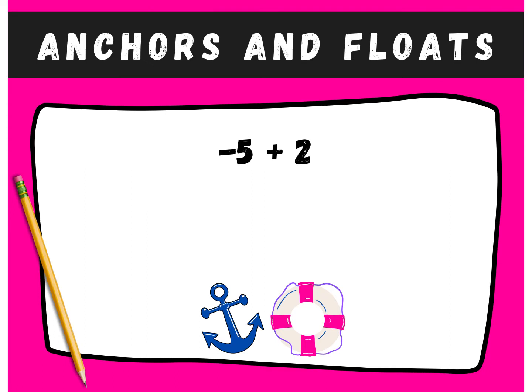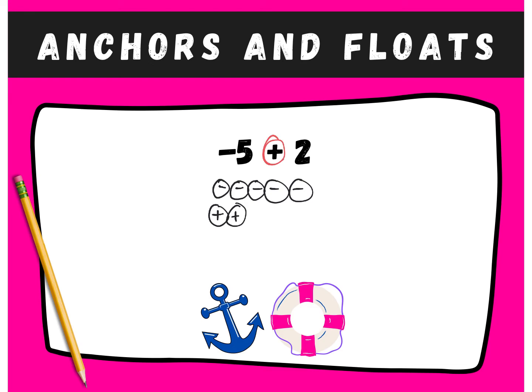Now, to go with this analogy, let's model the problem that we have. So we have -5 plus 2. I can't draw anchors and floats, but I can draw 5 negatives. So I'm going to start with that modeling scenario. Now I have +2, so I'm going to represent that with 2 positives, only because the problem had a plus in it. That's what tells me those 2 were positives.